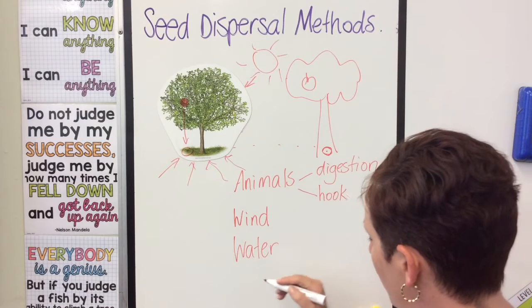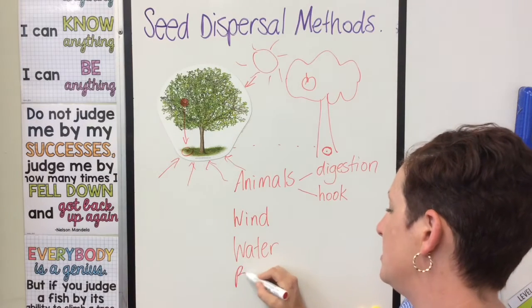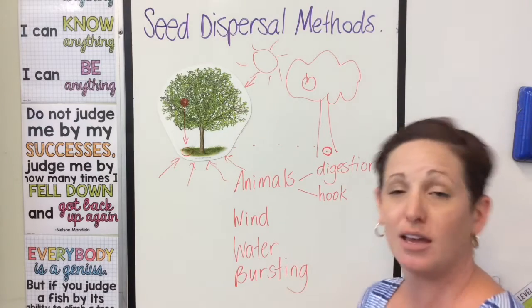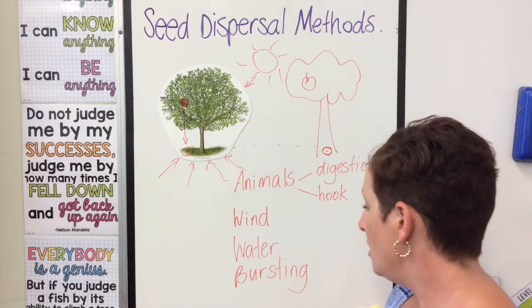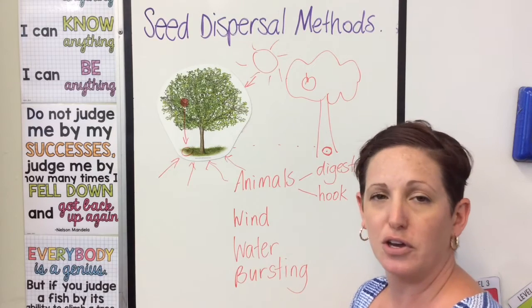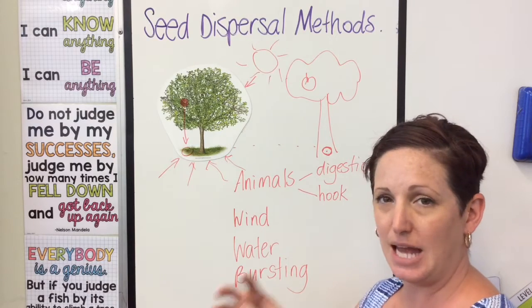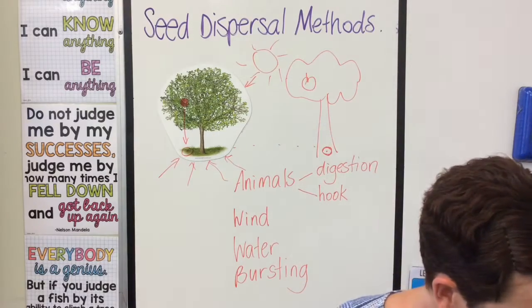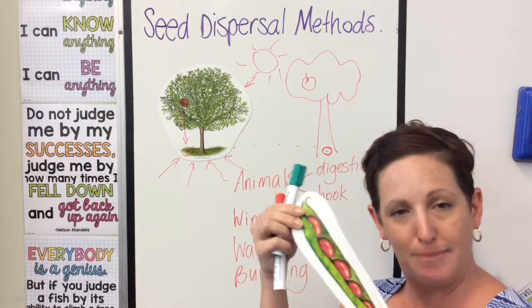All right, one more. That's right, bursting. This is probably my favourite. It's definitely the most spectacular seed dispersal method. So bursting occurs when seeds are encased in a pod, kind of like a bean pod.